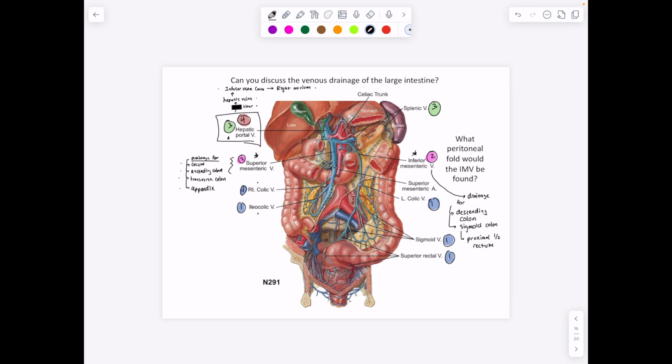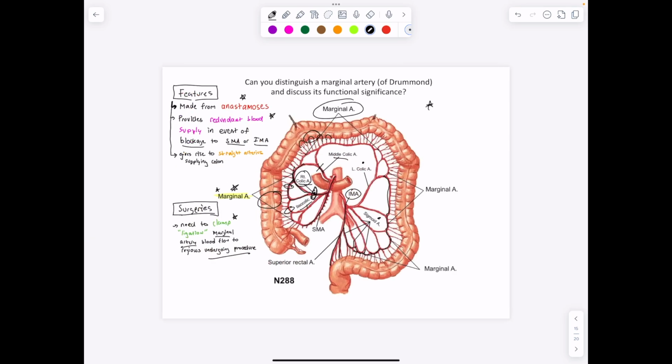On the other side, with the inferior mesenteric vein, which is providing drainage for the descending colon, sigmoid colon, and proximal one half of the rectum, so top of the rectum, you have the superior rectal vein, sigmoid, and then left colic, and that's draining into the inferior mesenteric vein, which we see is draining into the splenic vein, which is then draining into the hepatic portal vein. And then notice how you don't have a middle colic vein, whereas we had middle colic artery right here.